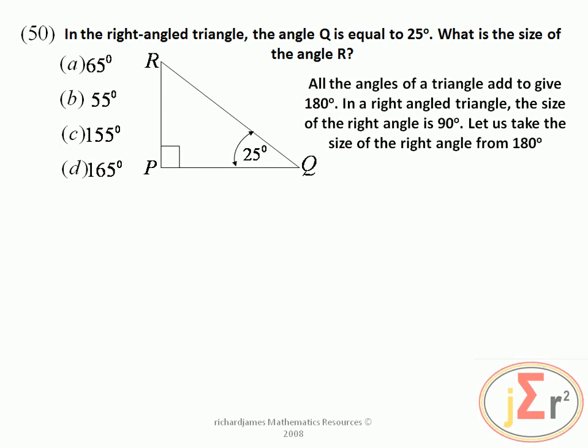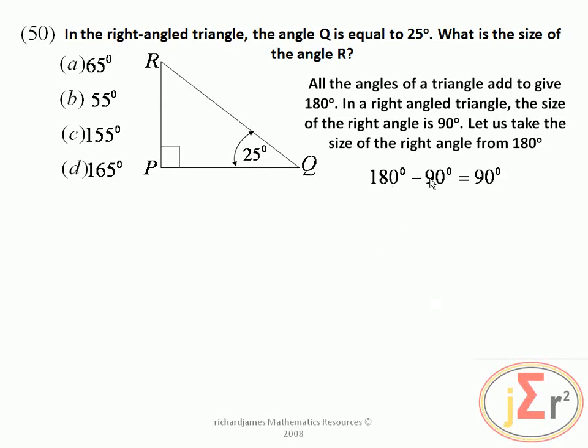What is the purpose of taking 90 degrees, the right angle, from 180 degrees, Jerry? Very good. Jerry has stated that by taking out the 90 degrees from the entire angles in the triangle, we will get the size of the other two angles. So let us take out the 90 degrees.